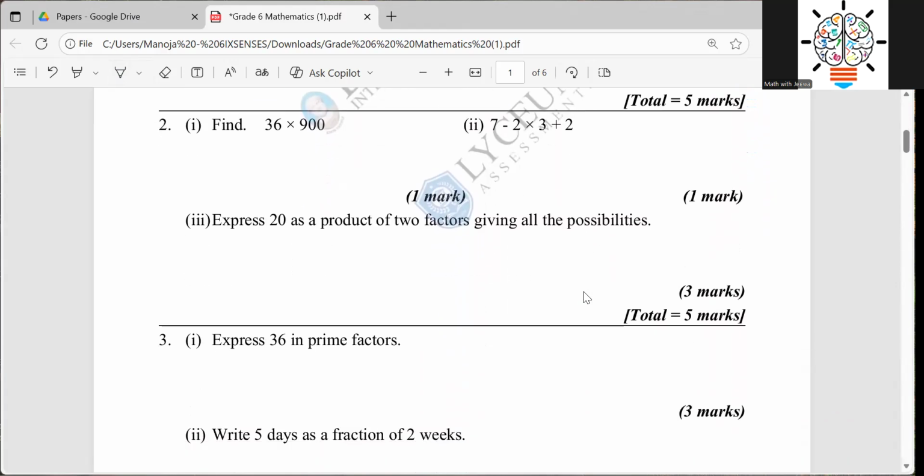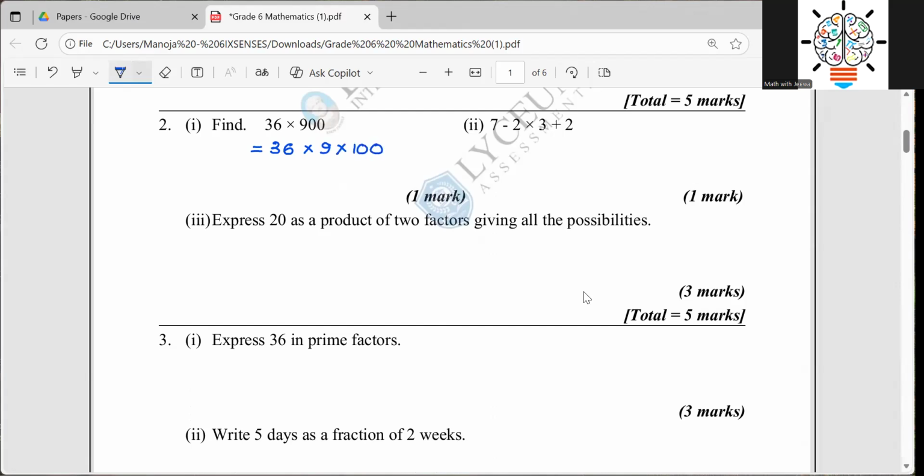Then for the next one, I will show you an easy way to do this. When you have something like this, first you write 36 multiplied by 9 multiplied by 100. Then you go to your working column and multiply 36 by 9. 9 times 6 is 54. I write 4 here and carry 5. 9 times 3 is 27. 27 plus 5 is 32.